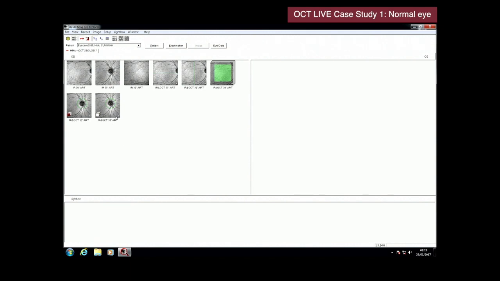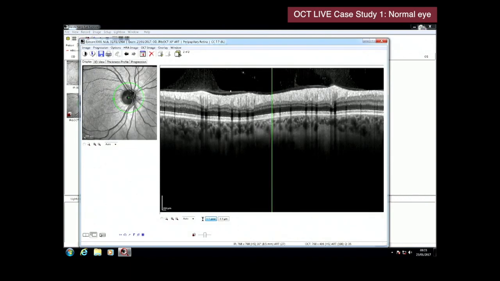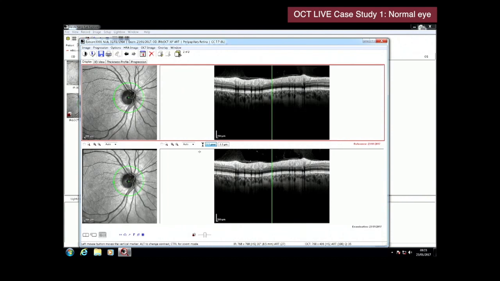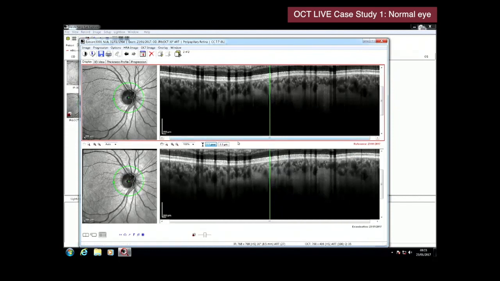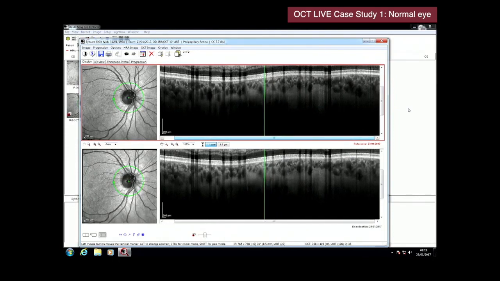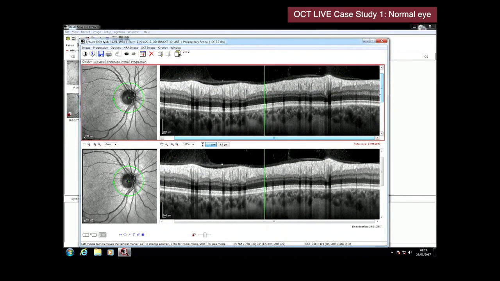So Phil, if we could load the follow-up scan, and we can compare the two scans side by side. If you just zoom in on the cross-sections for us, Phil. If we look at the shadows cast by the retinal blood vessels around the optic nerve head, you'll see that they precisely line up between the examinations.